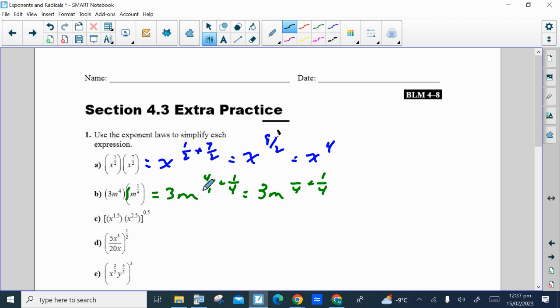The denominator of 1 needs to be multiplied by 4. And so we need to multiply the top by 4 as well. And 4 times 4 is 16. 16 over 4 is 4. It's the same as 4 or 4 over 1. But we need a common denominator so we can add the fractions together. And when you do that, you add the top numbers, denominator stays the same. So it's 3m to the power 17 over 4.